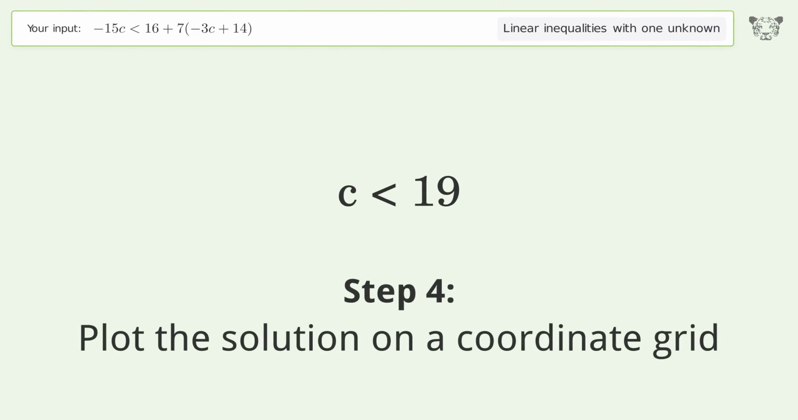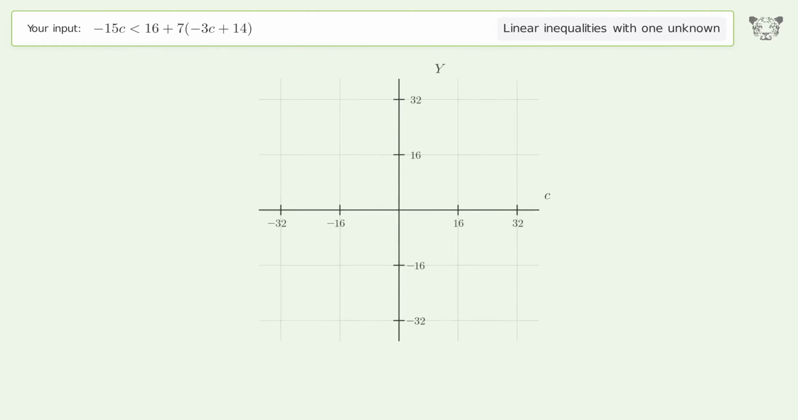Plot the solution on a coordinate grid. And so the final result is c smaller than 19.